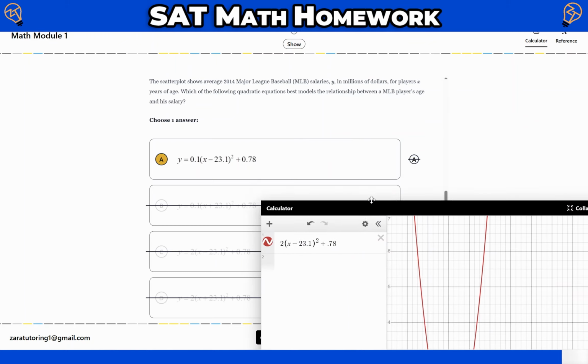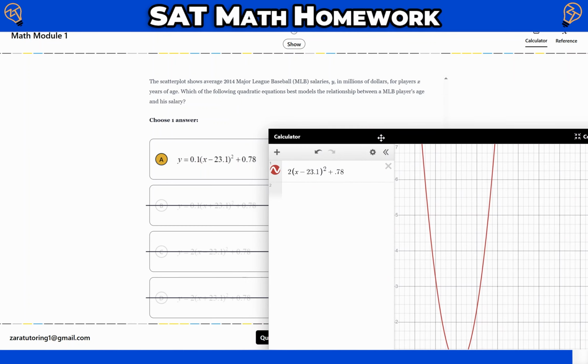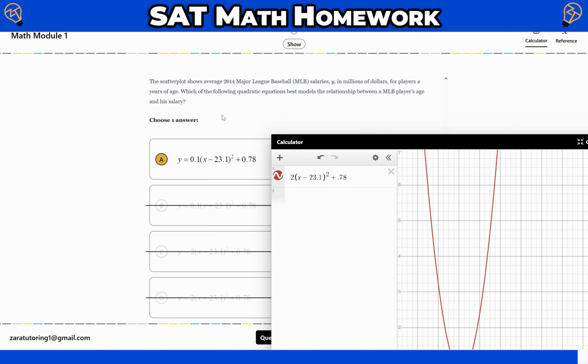Now, we could have typed all these functions in and just compared them, but again, I think that if you just know the vertex component of vertex form, you were able to eliminate half the answer options right away, which to me makes it more efficient.